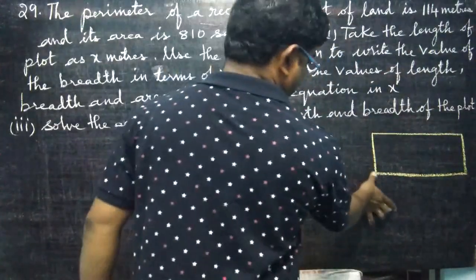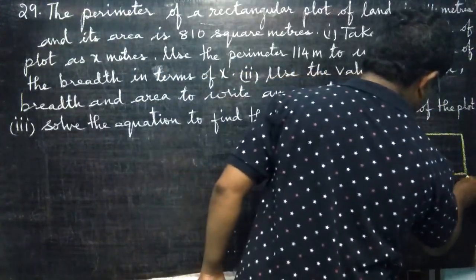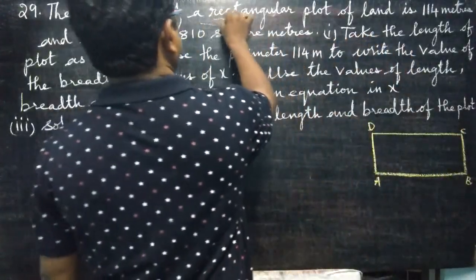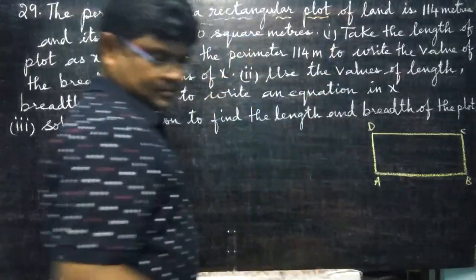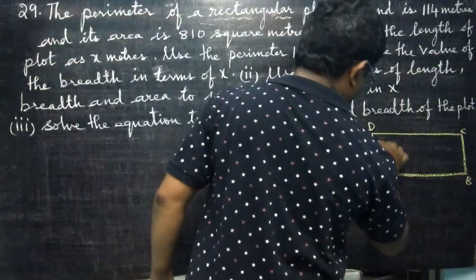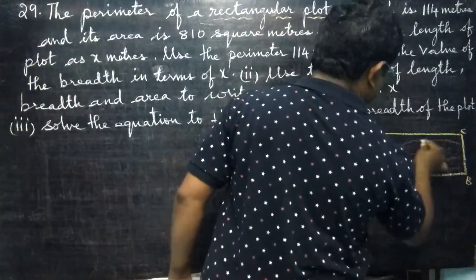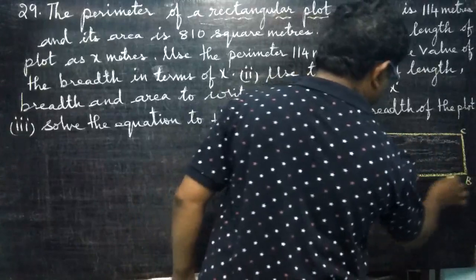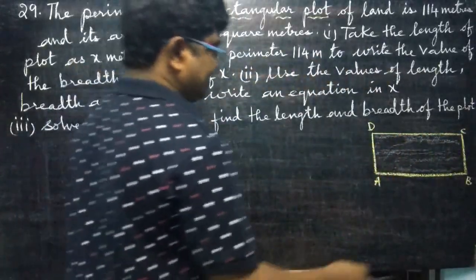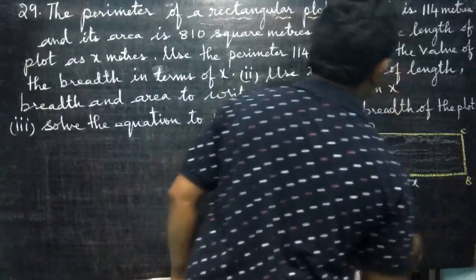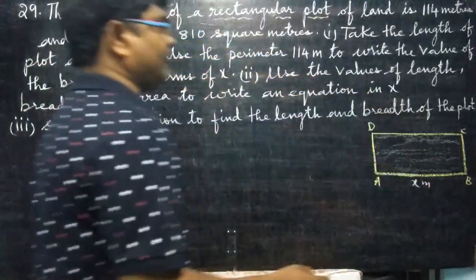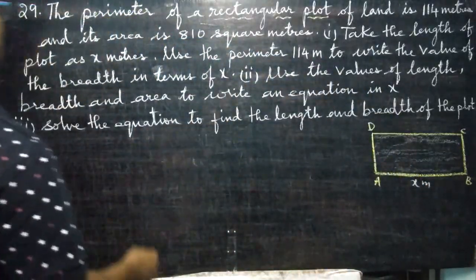ABCD is a rectangular plot. Area means the inside area. Perimeter means AB plus BC plus CD plus DA. This all you know. They are telling to take length as x, so x meters. Breadth we have to find from the perimeter.